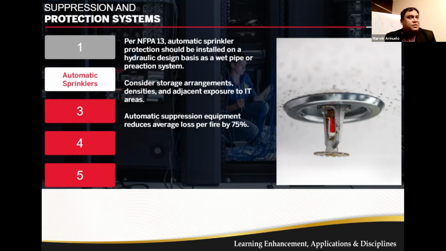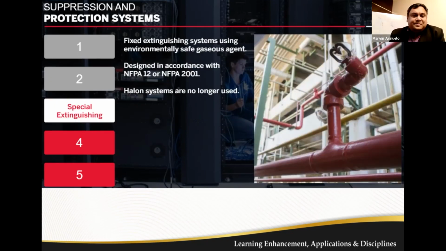According to the report, in U.S. electronic equipment room fires, automatic suppression equipment reduced average loss per fire by three-quarters. So meaning, if you have an automatic sprinkler, about 75% of potential fire damage or loss can be avoided.